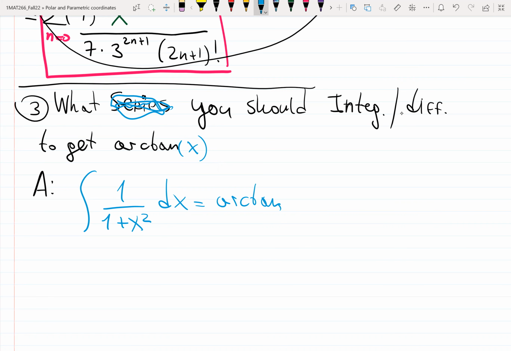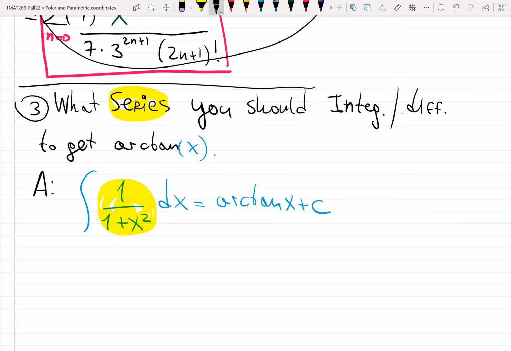Arctangent, it was just x, nothing extra. Sometimes we give extra: arctangent x plus c. You remember that, this is from calculus 1. Then they ask you, but we don't ask about the function, we ask for the series. So what is the series of this function inside of the integral, because that's what the question is asking.